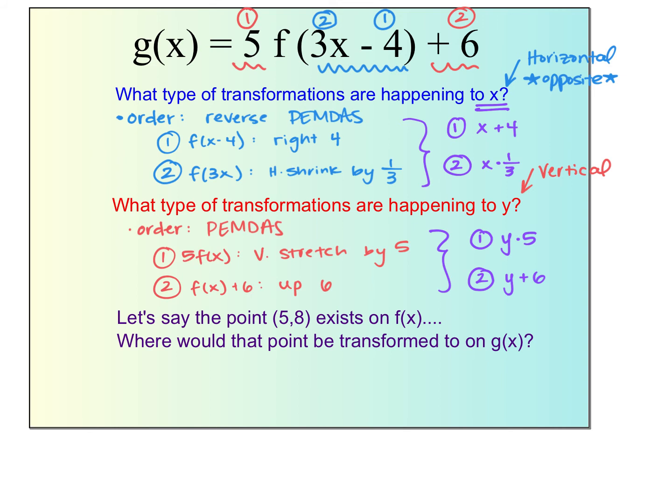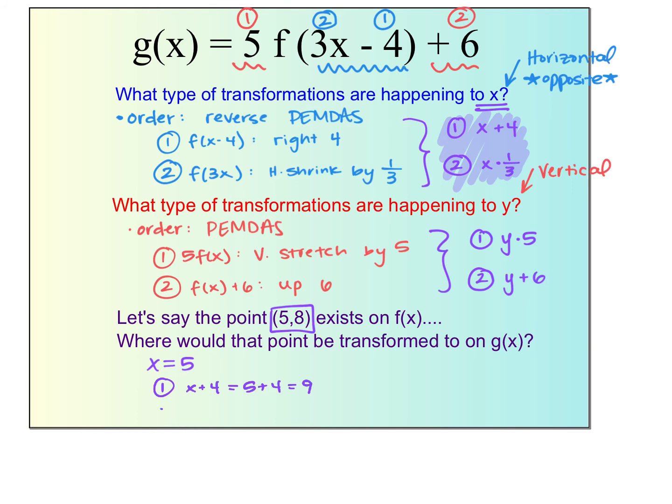So I can take any point that exists on my original function and use these transformation rules to see where that point would end up on the new function, g of x. So if I had the point (5, 8) on my original function f of x, I can take the original x coordinate, which is 5, and follow the steps that we laid out. I'm first going to take that coordinate and add 4. That gives me 5 plus 4, or 9.